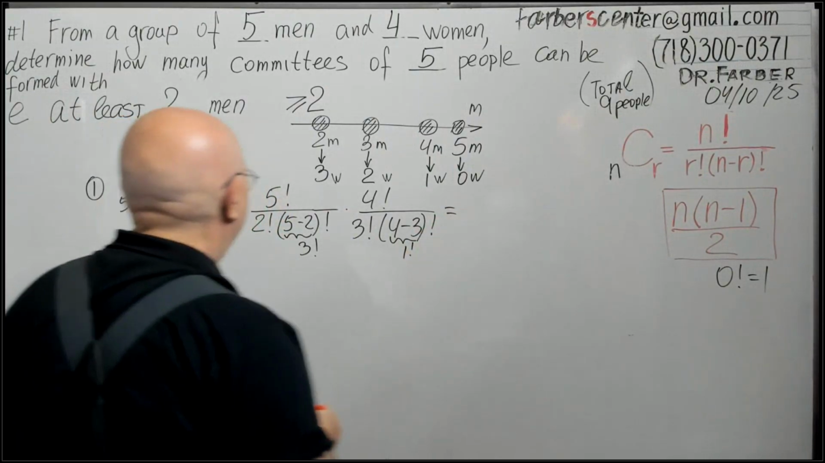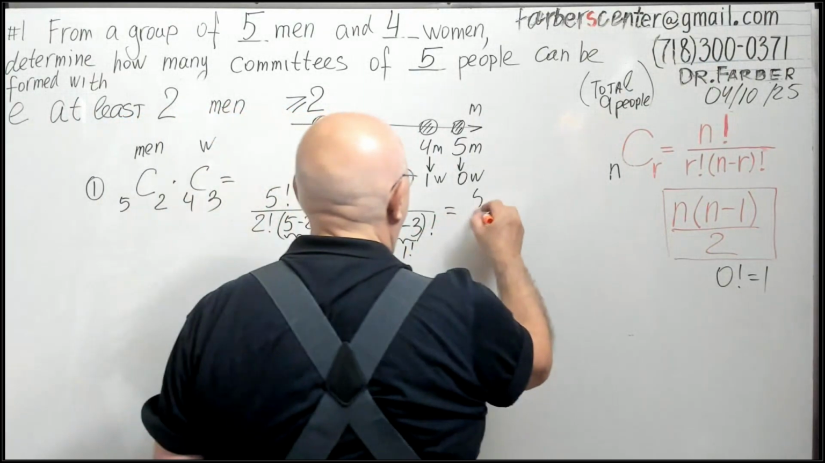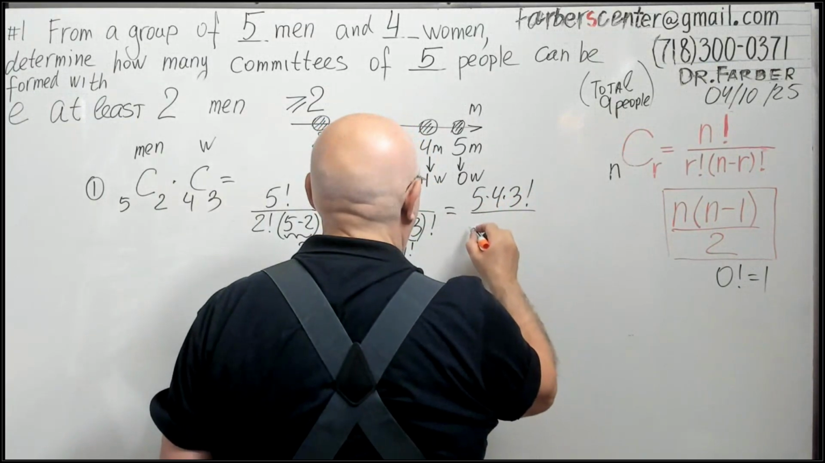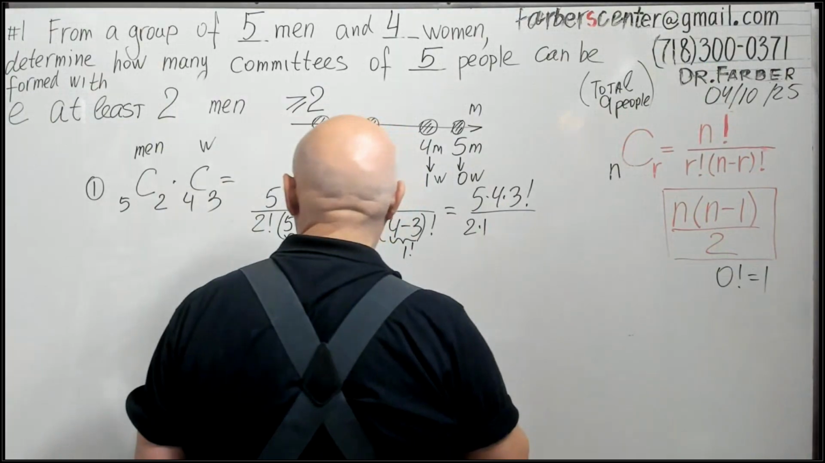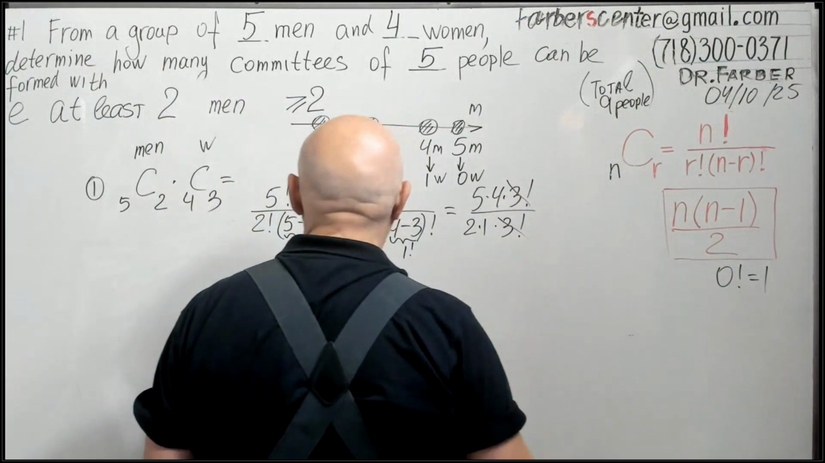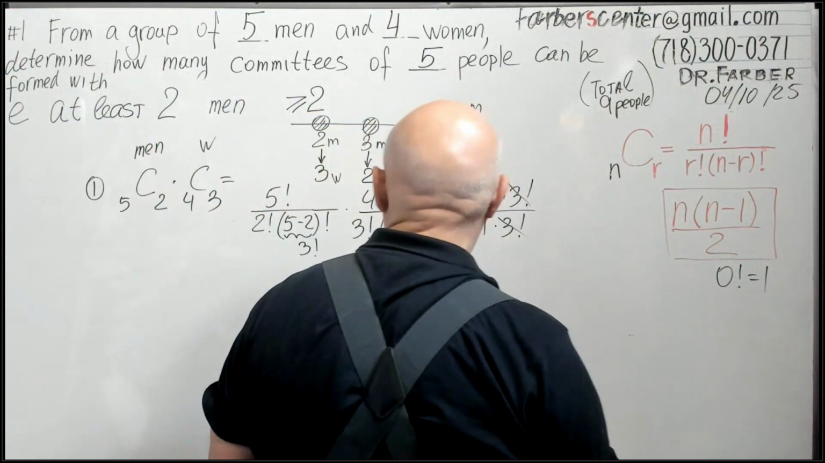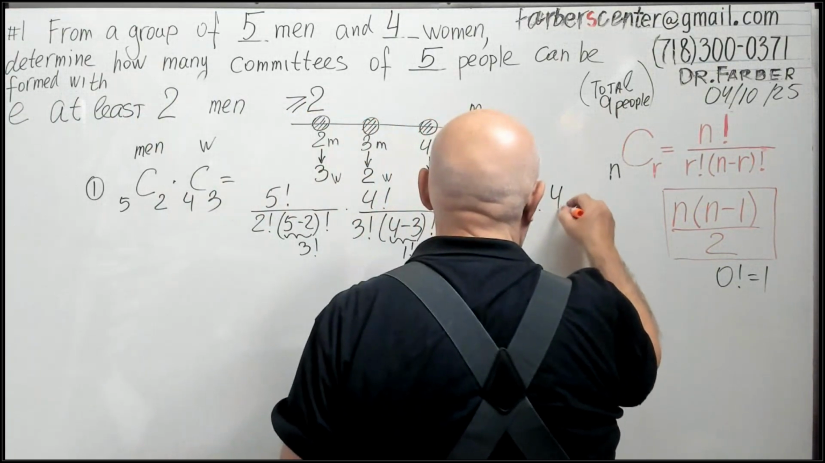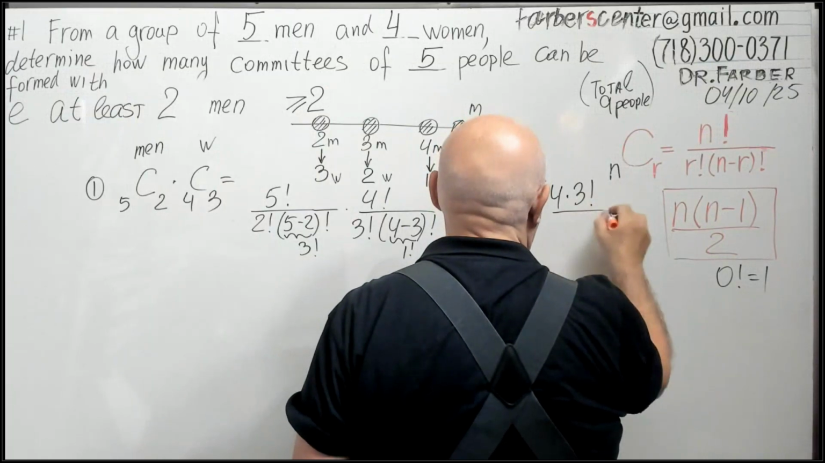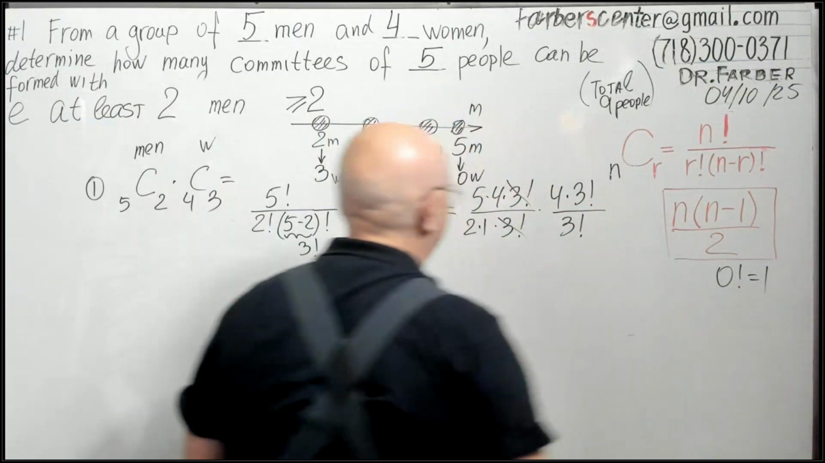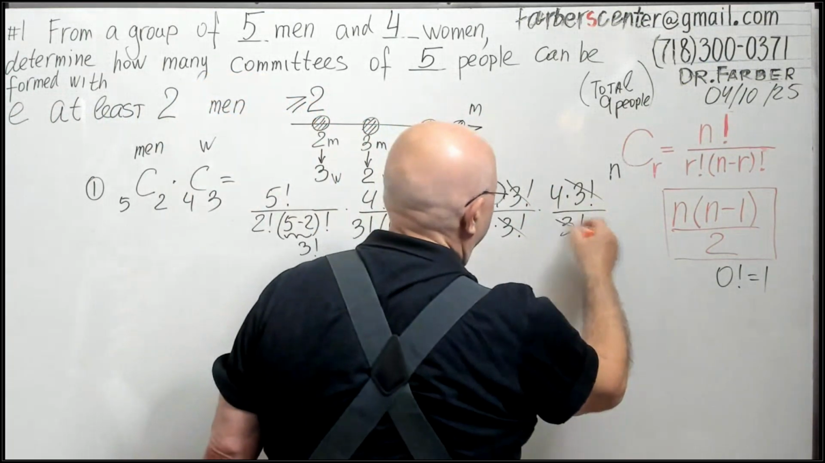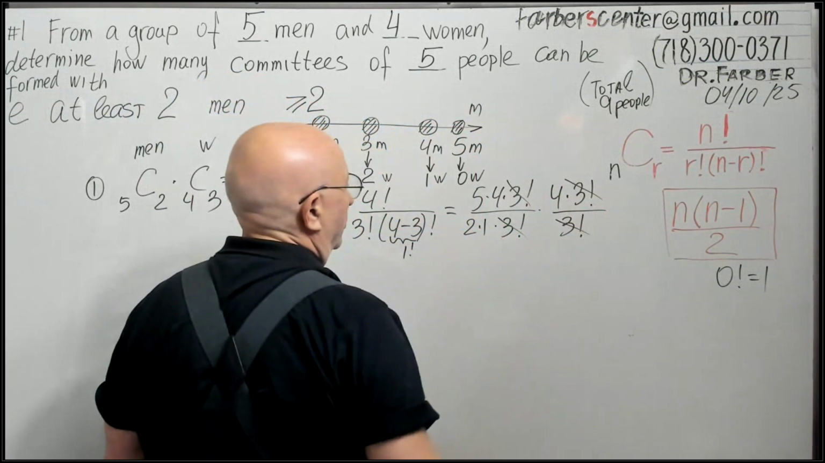After that, I write 5 times 4 times 3 factorial, divide by 2 times 1, multiply by 3 factorial, which instantly cancels out. Multiply by 4 times 3 factorial, divide by 3 factorial, and cancel all this. Okay.